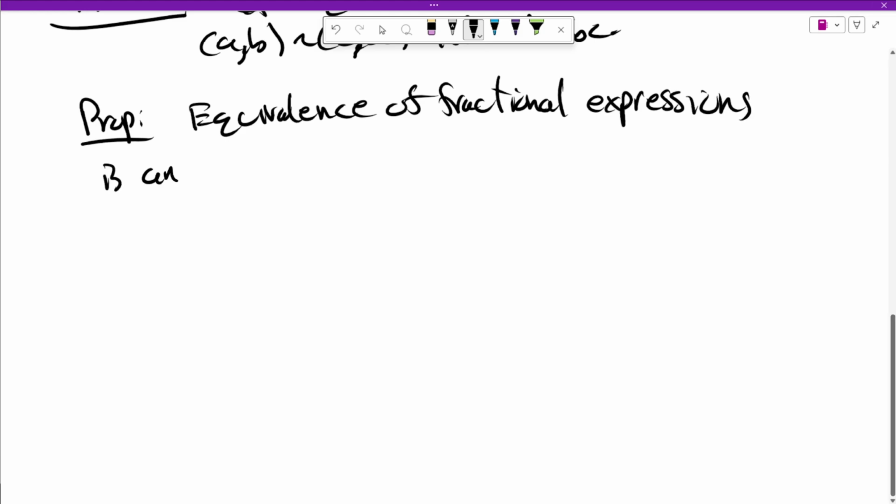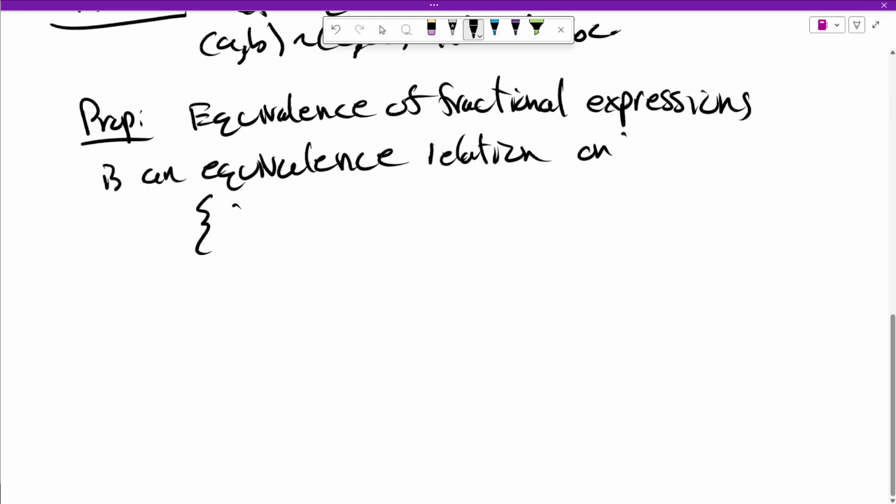is an equivalence relation. Now later on we're going to do this fraction process with more general structures, and let me just be clear what the set is here first.